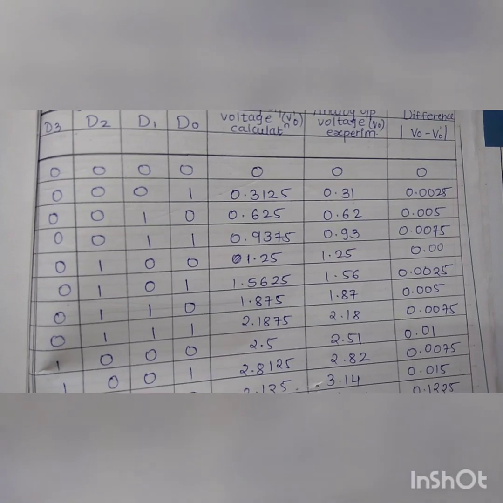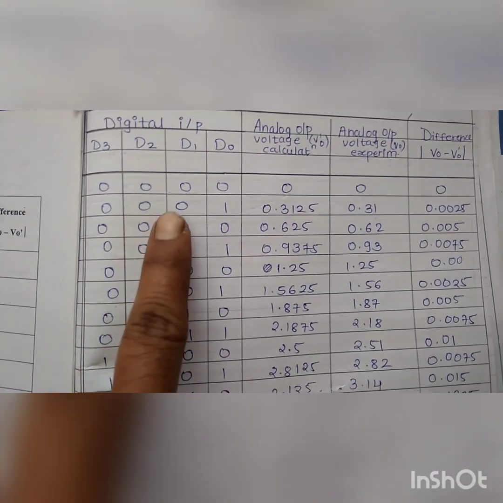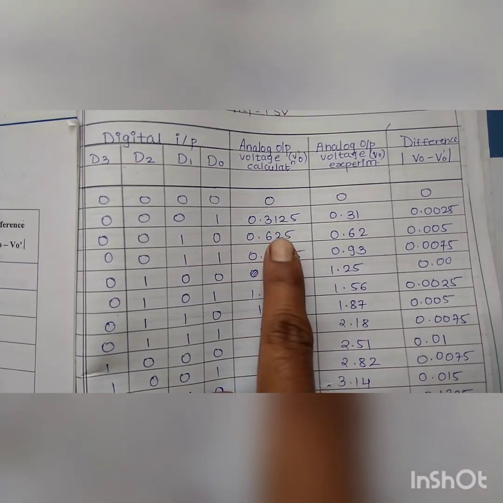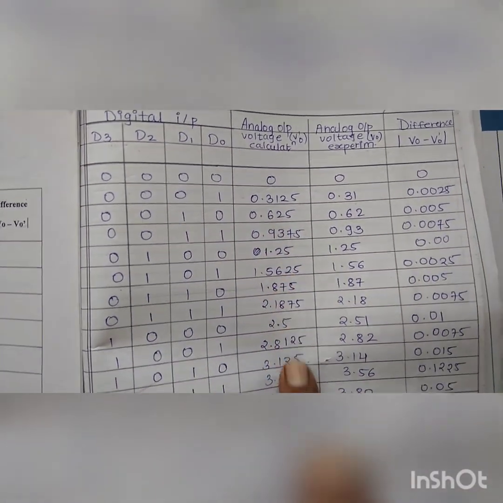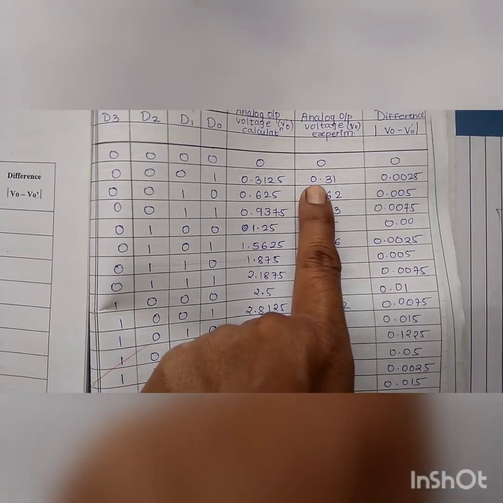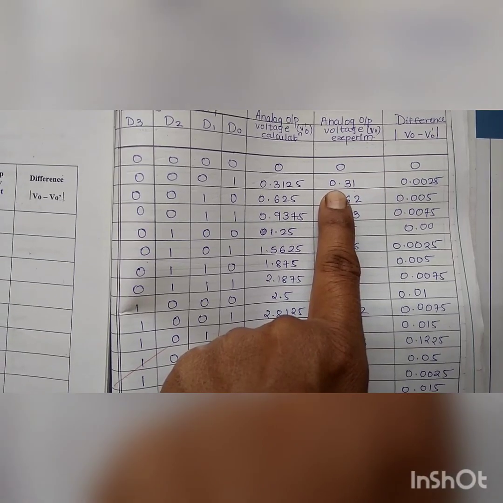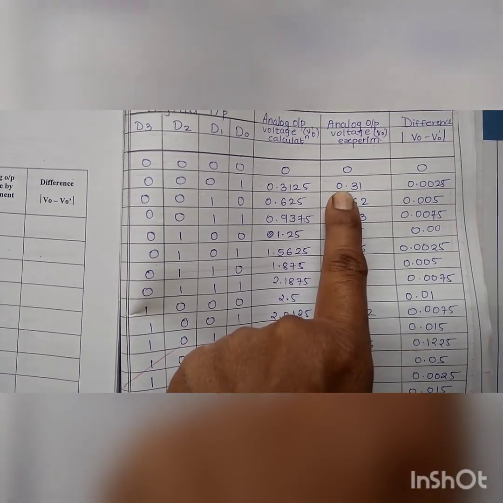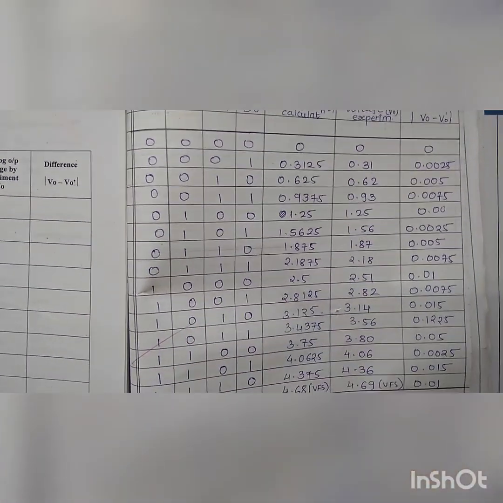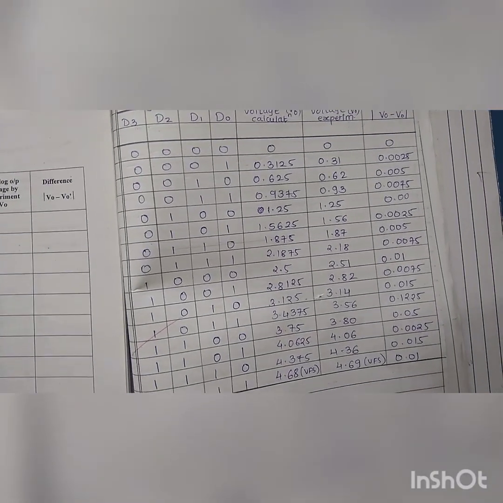According to this table, after putting the digital input values like 0 0 0 1 into the given formula, you can calculate the values like this. And this is the expected analog output, which was seen on our digital multimeter. These are the readings we have to note.